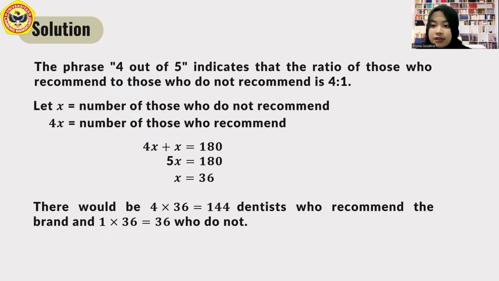So the solution is: 4 out of 5 indicates that the ratio of those who recommend to those who do not recommend is 4 to 1. So let X be the number of those who do not recommend, and 4X the number of those who recommend. So 5X equals 180 because they surveyed 180 dentists, right? So 5X equals 180, so X is 36.